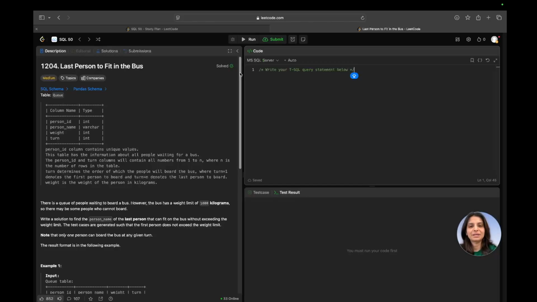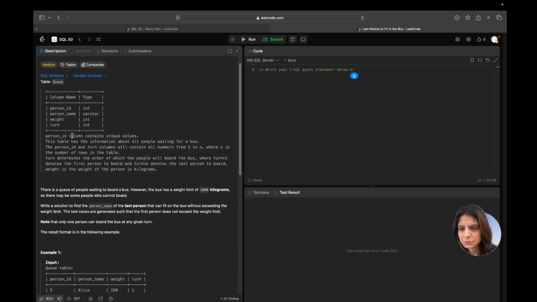Hi everyone, welcome back, and today we are solving another medium question in SQL 50, and let's get into it. So the table that we have to work with today is a queue table. The question is last person to fit in the bus. Let's go through the question.